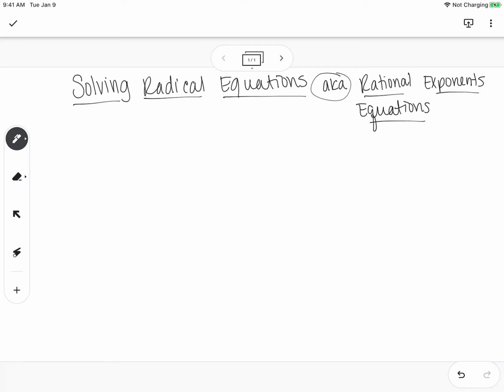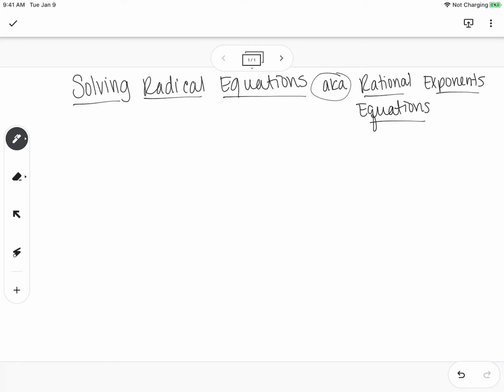I'm going to show you first how to solve a simple radical equation if it's a square root. Then we're going to talk about more advanced problems with rational exponents, maybe like the cube root of something squared. We would rewrite that as a rational exponent to solve it because it would be a lot easier to do. All right, so first we're going to look at radical equations that are square roots only.